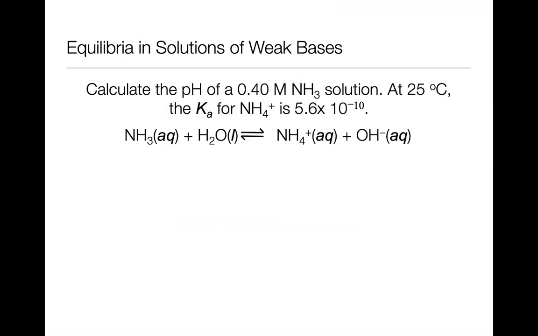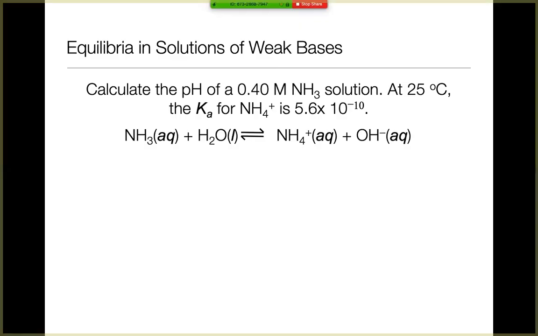So this will be the last part of the lecture. It's just, again, setting up an ice table, but now using that Ka-Kb expression. It's saying calculate the pH of a 0.4 molar solution of ammonia at 25 degrees Celsius. The thing is, this is where it comes down to critical thinking and paying attention. The question gives me the Ka for ammonium, which is the conjugate acid of the base, ammonia. So this is where we don't want to get ourselves confused.